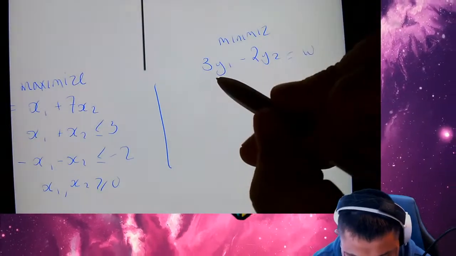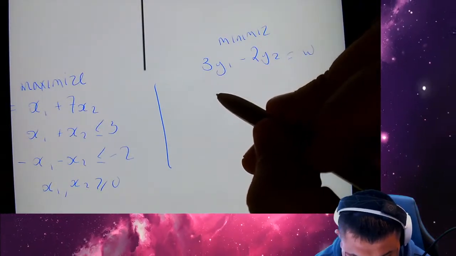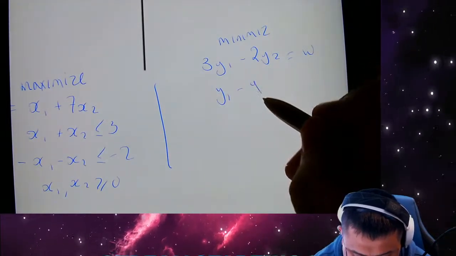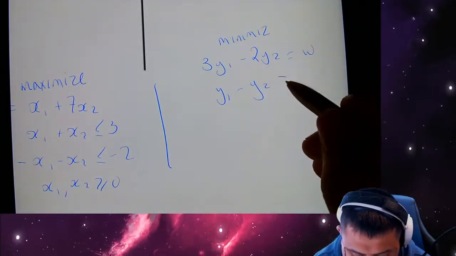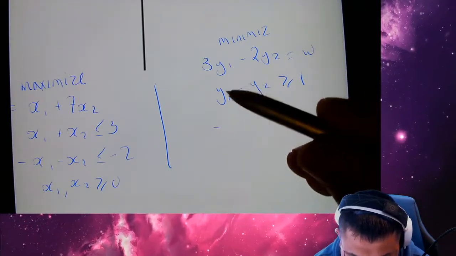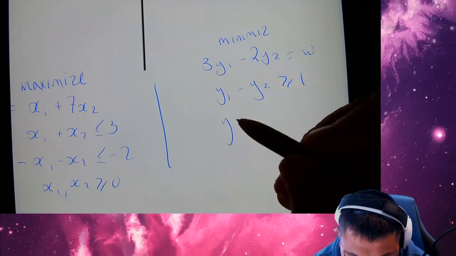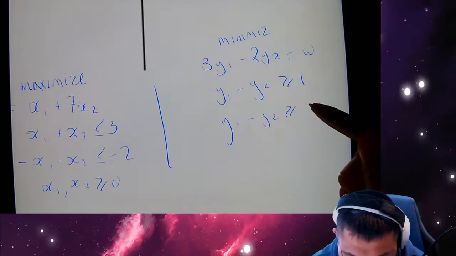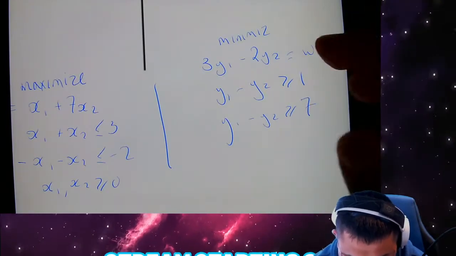And then if I remember this correctly, which I do, it's y1 minus y2 is greater than or equal to 1, and then we got y1 minus y2 is less than or equal to 7. Okay.